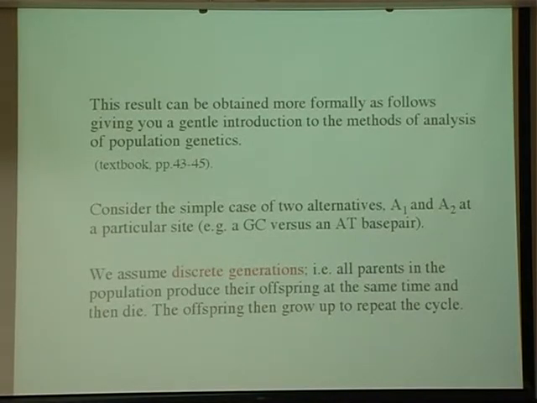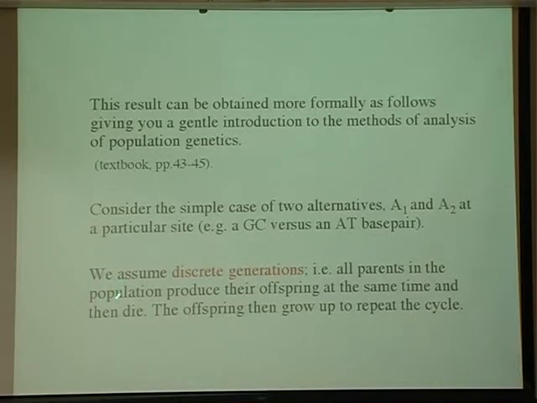So let's have a look. It's going to be the first population genetics model. What's the effect of mutation on the composition of a population, assuming nothing else is happening? So let's assume we've just got two alternative variants. So this might be a GC base pair versus an AT base pair. People are quite interested in the difference between GC and AT. So we're ignoring more complicated situations.